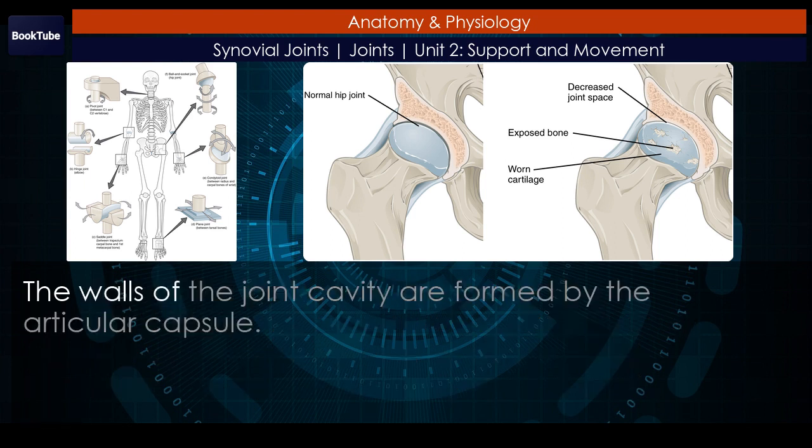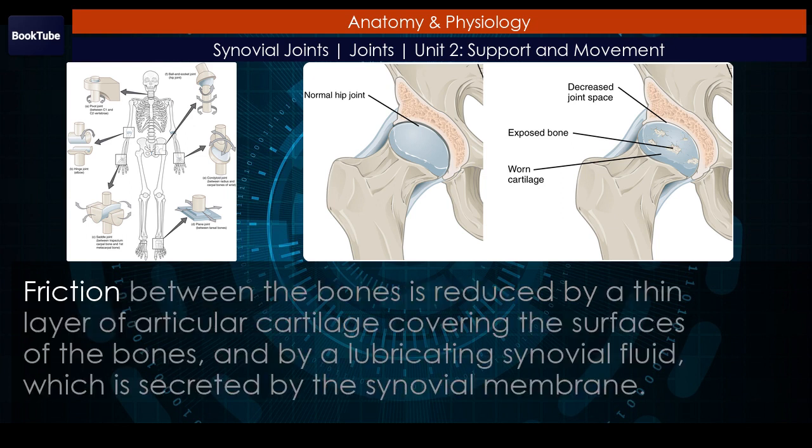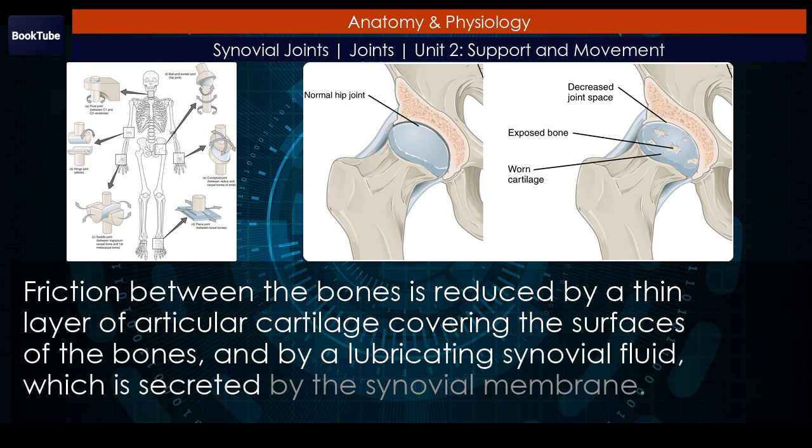The walls of the joint cavity are formed by the articular capsule. Friction between the bones is reduced by a thin layer of articular cartilage covering the surfaces of the bones, and by a lubricating synovial fluid, which is secreted by the synovial membrane.